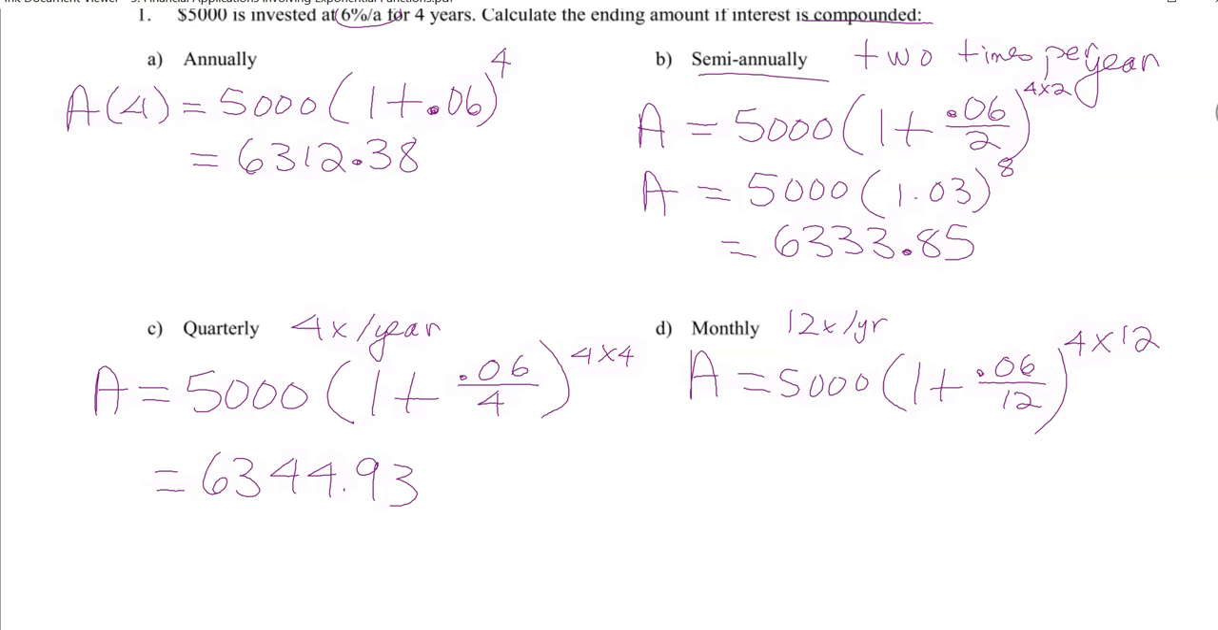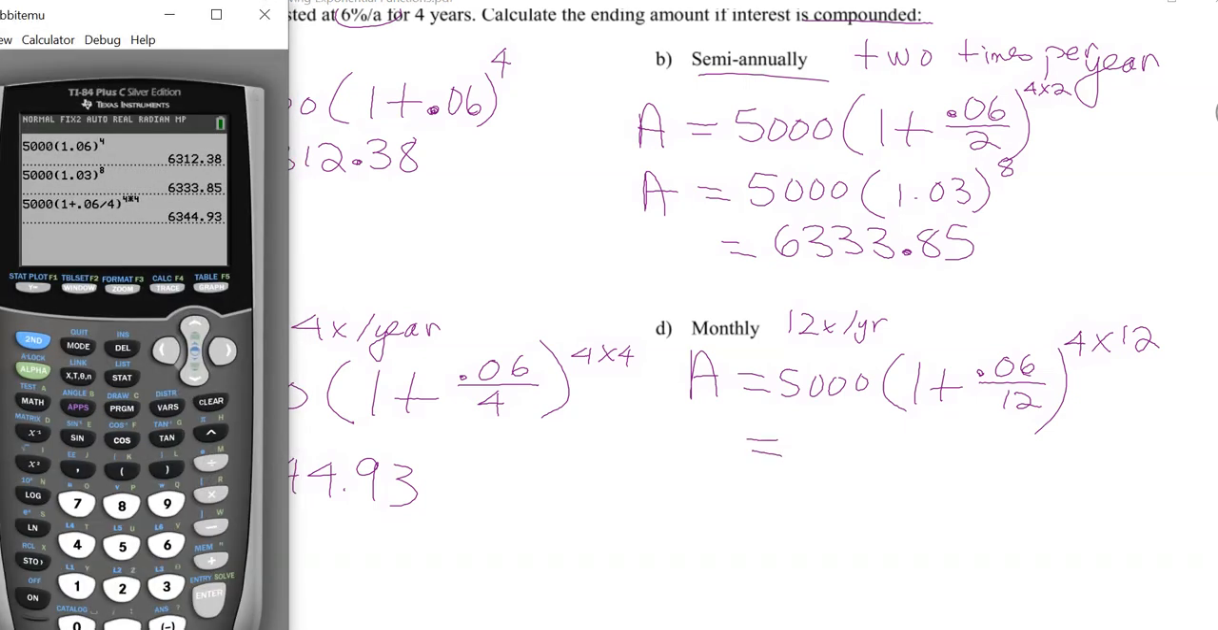So 0.06 divided by 12 is going to be a much smaller number. We'll get that amount of interest, but we'll get it 12 times a year for 4 years, so there'll be 48 times. Now I'm just going to go 5,000 times 1 plus 0.06 divided by 12. So you divide the interest rate, which has to be a decimal, 6% is 0.06, to the power of 4 times 12, which is 6352.45.